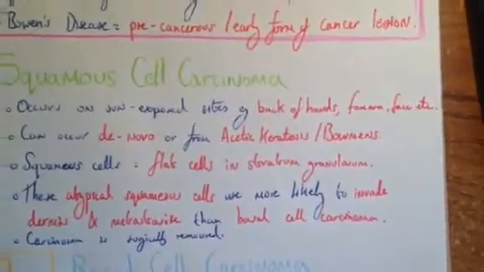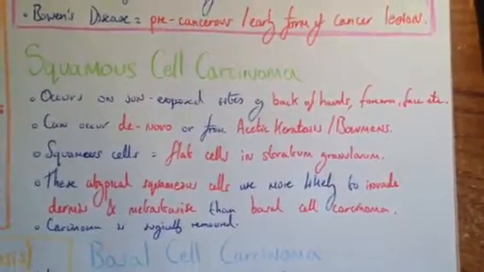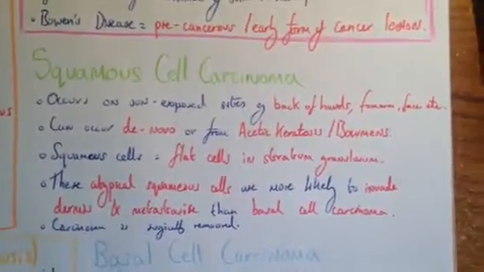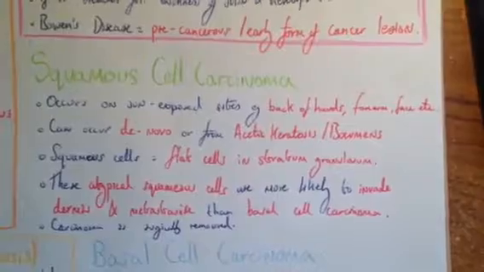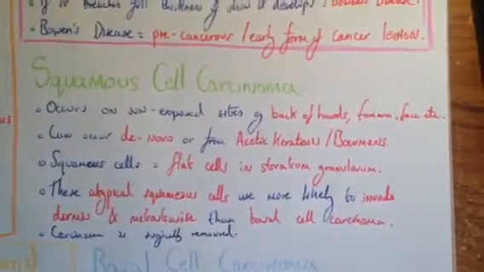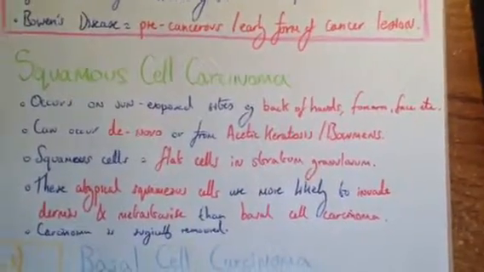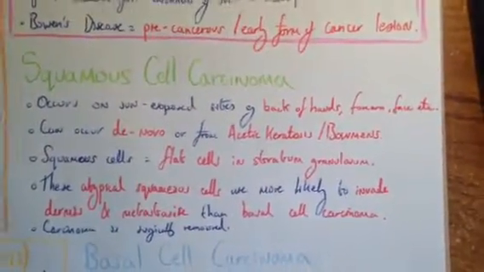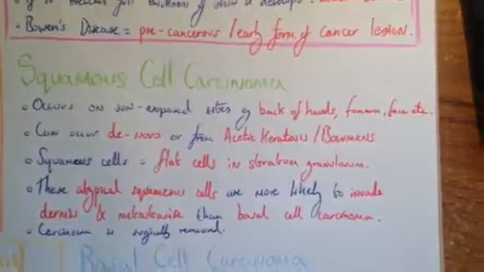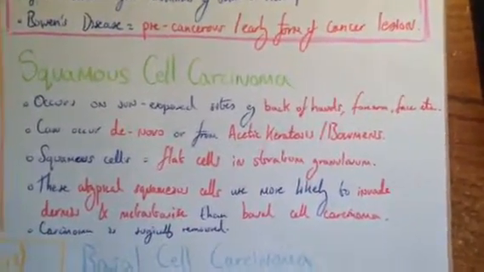Squamous cells are flat cells in the stratum granulosum. These atypical squamous cells are more likely to invade the dermis and metastasize than basal cell carcinomas. The carcinoma can be surgically removed.